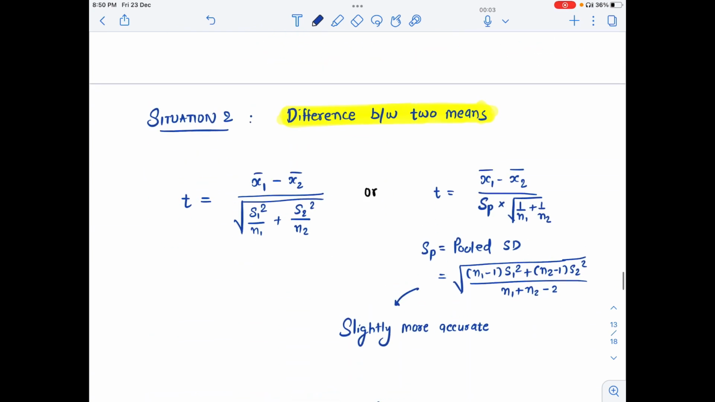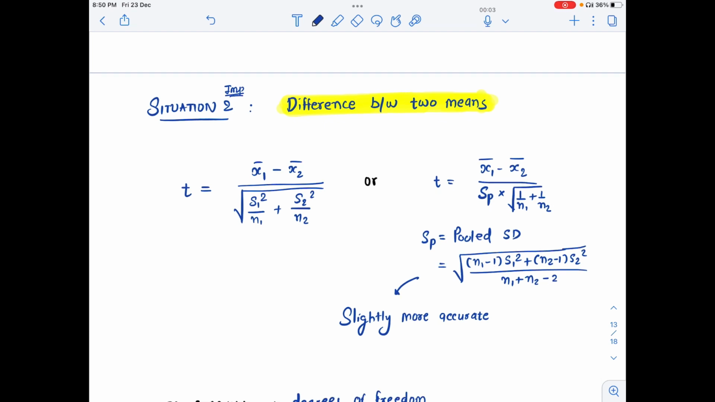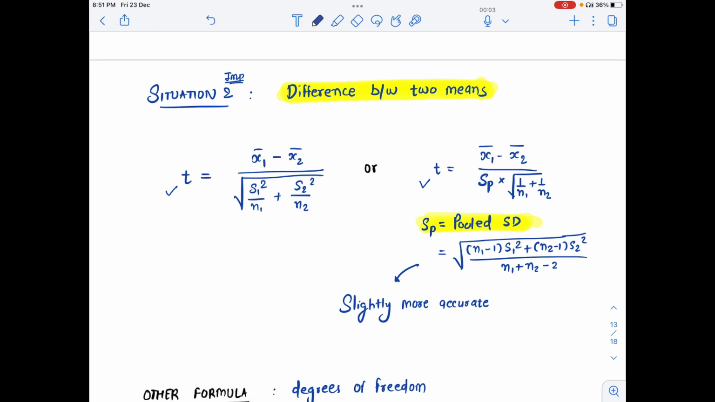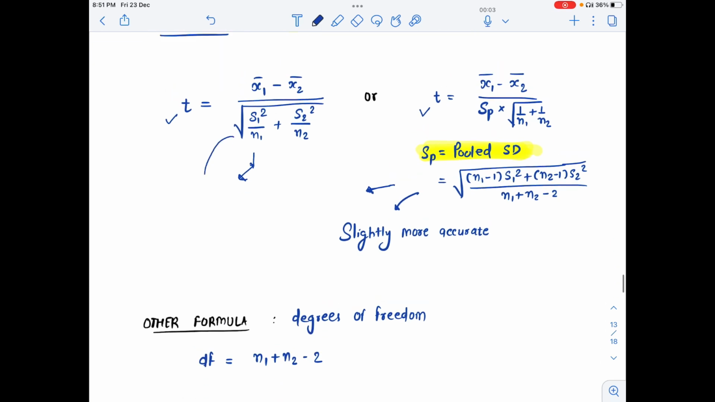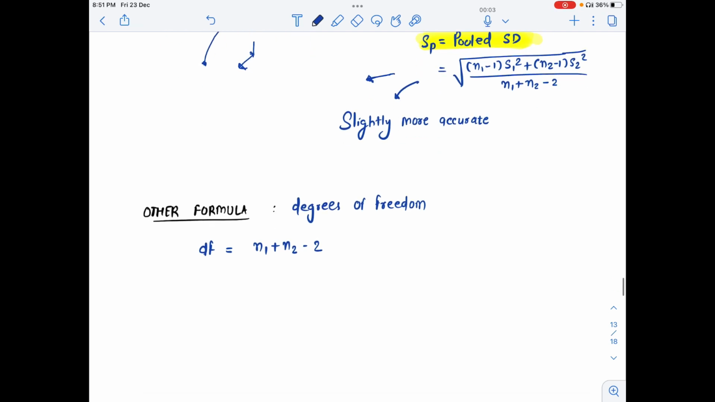For situation 2, this is a very important situation because this is most commonly used. It is the difference between two means, usually two sample means, so the formula can be this or this. This is a little bit complicated formula where the pooled standard deviation is used. The answer that you will get after using both of these formulas will not be that much different. So you can go with this easier formula, as well as you can go with this formula if you have to find a precise answer. We will mostly use this formula for examples.